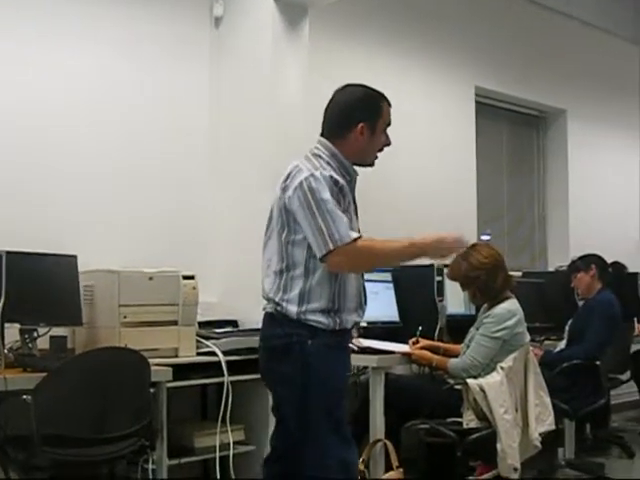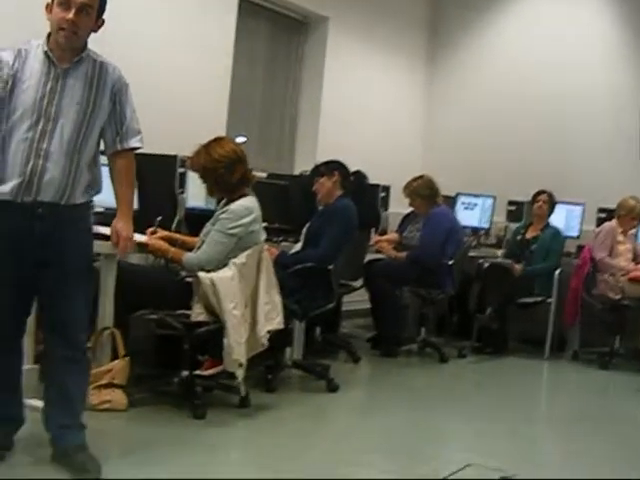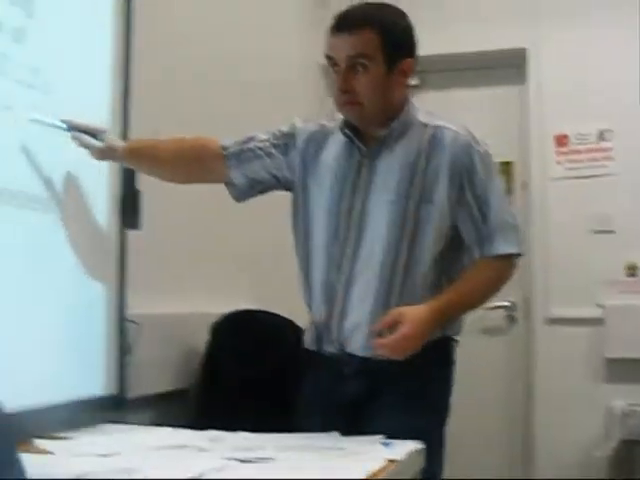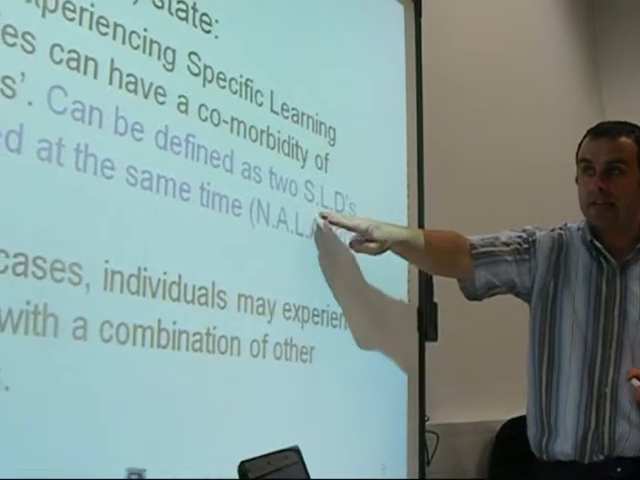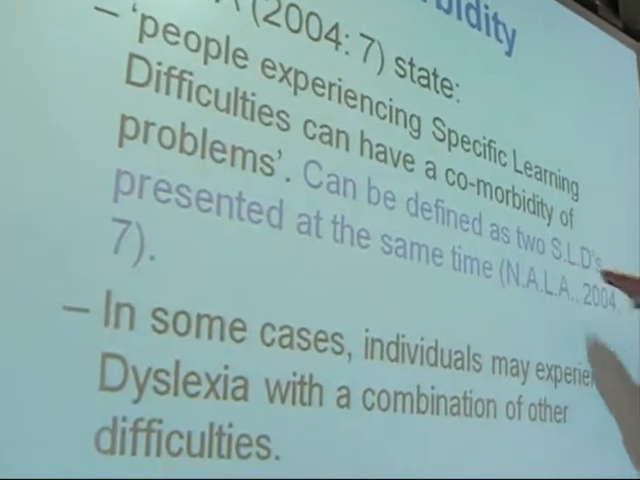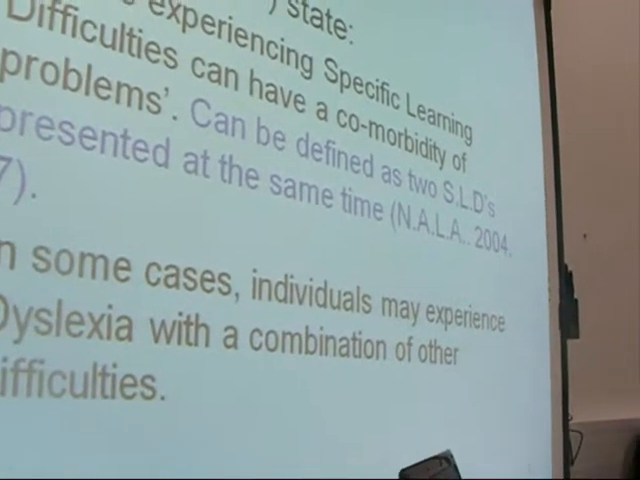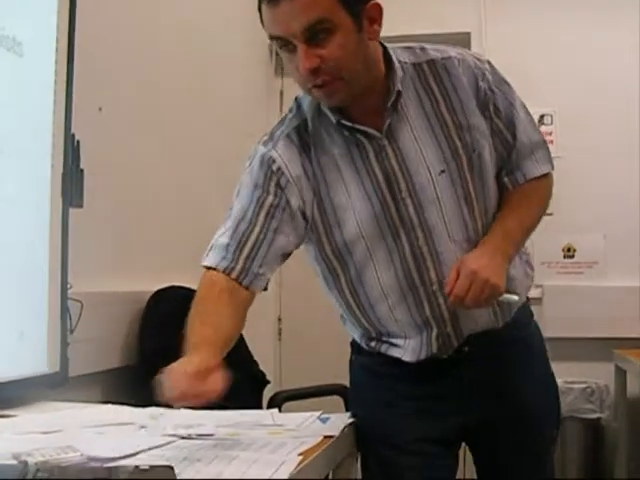A very important reference that would be well worth taking note of down at the bottom of those pages is NALA, www.nala.ie, which stands for the National Adult Literacy Agency. What they state is that people experiencing specific learning difficulties can have a comorbidity of problems. Basically, they can have a selection or a combination of different problems. To recap, NALA describes comorbidity as two SLDs presented at the same time. In certain cases, individuals who have dyslexia can also experience a combination of other problems as well.